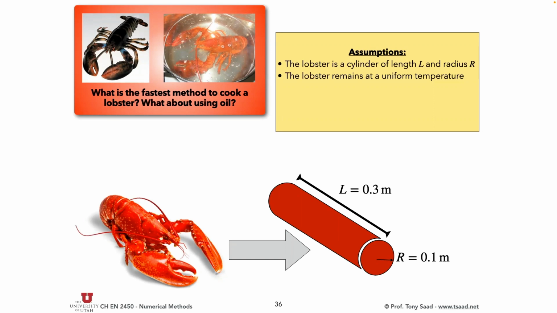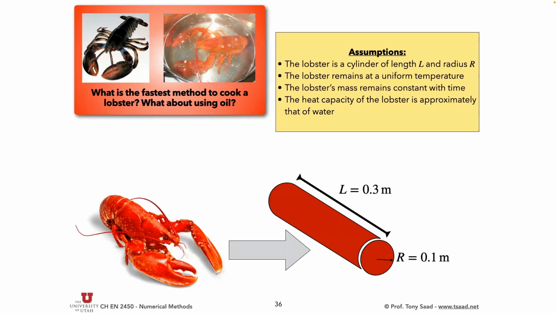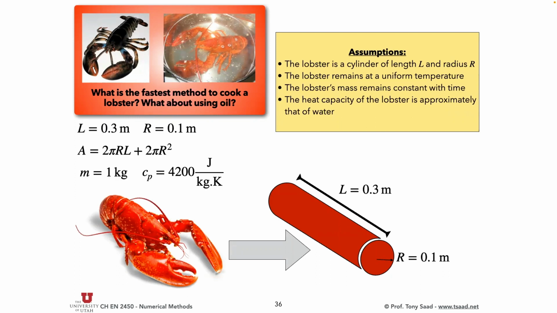Very reasonable assumption. The lobster's mass remains constant with time, also reasonable. And the heat capacity of the lobster is approximately that of water. That is, how much heat can the lobster retain before it starts giving away heat? Because the lobster is probably 70% water, we're going to take the heat capacity of water. These are just numbers needed in the equations, and we're going to punch them into Python because we need them for the differential equation.